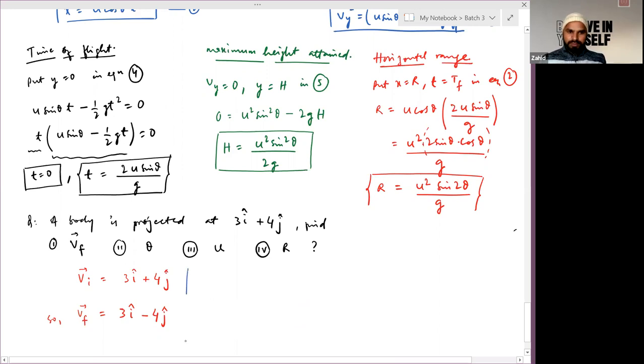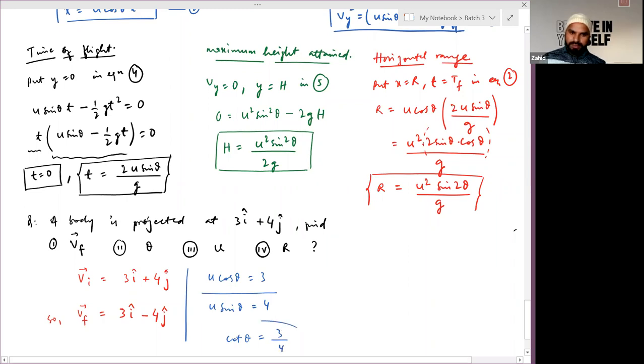Now, using these two terms, we may find the coefficient of i cap will be u times cos theta. So it is 3. And the coefficient of j cap, that will be the velocity along the y-axis. So it will be u times sine theta equals 4. If you divide these two terms, you will get cot theta equals 3 divided by 4.